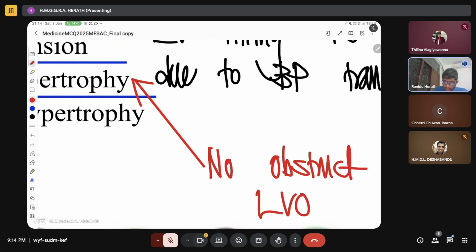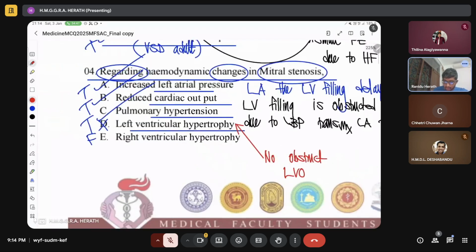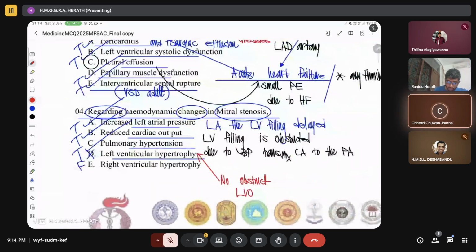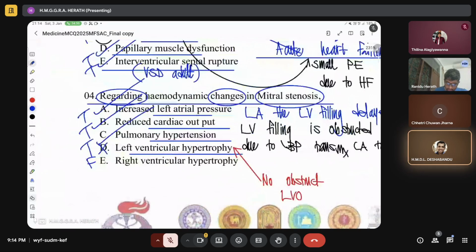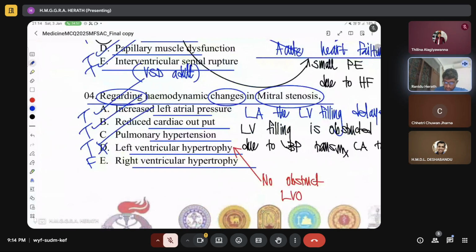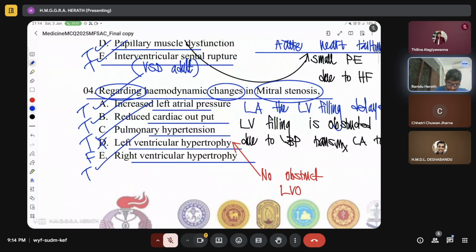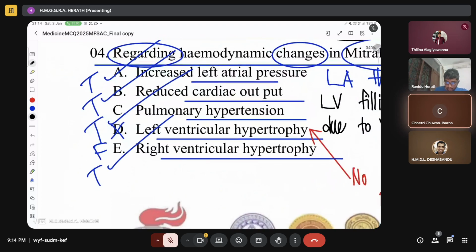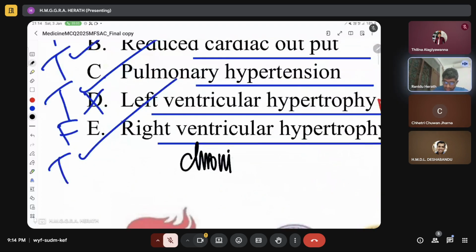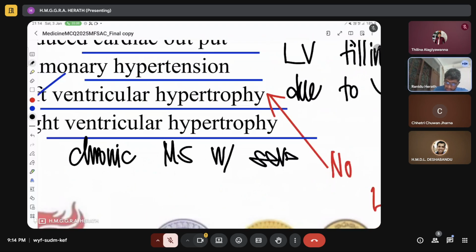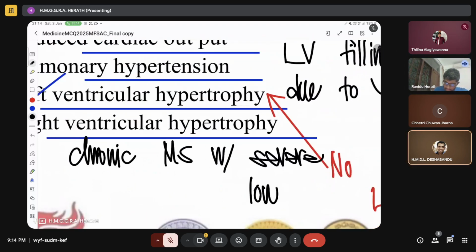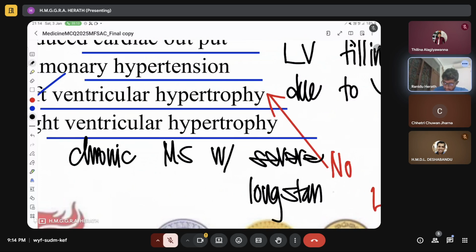Okay. What leads to left ventricular hypertrophy? Aortic stenosis. Good. Right ventricular hypertrophy. True or false? Can be. In what condition? In chronic mitral stenosis with severe, long-standing pulmonary hypertension. Understood? Okay.